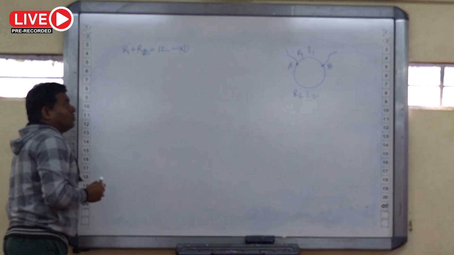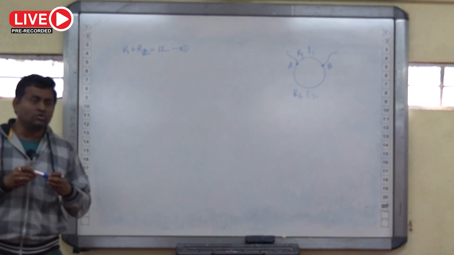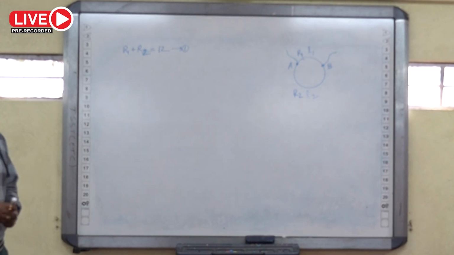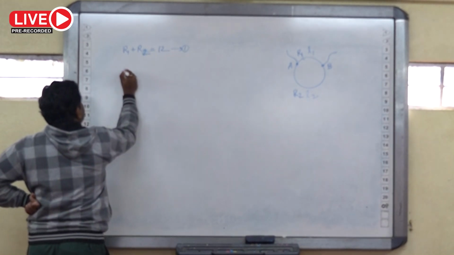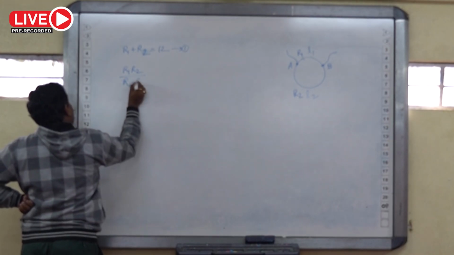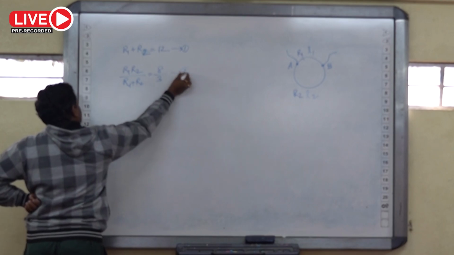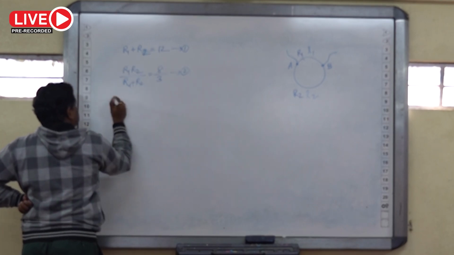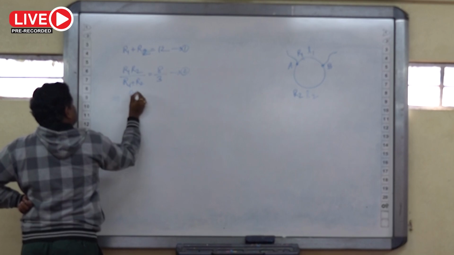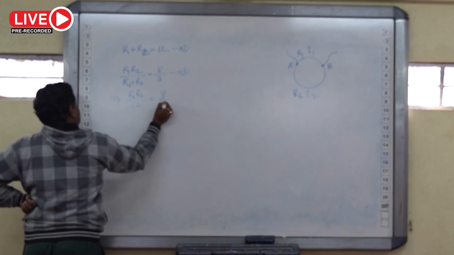And when you are connecting a conductor between A and B, R1 and R2 will become parallel. In parallel combination, equivalent resistance will be R1 R2 by R1 plus R2. That is given 8 by 3. Second equation. So from this, substitute 12 here, equal to 8 by 3.